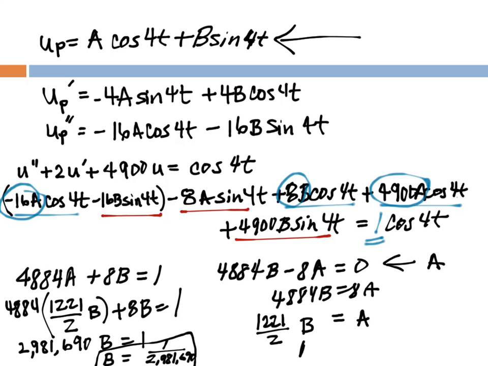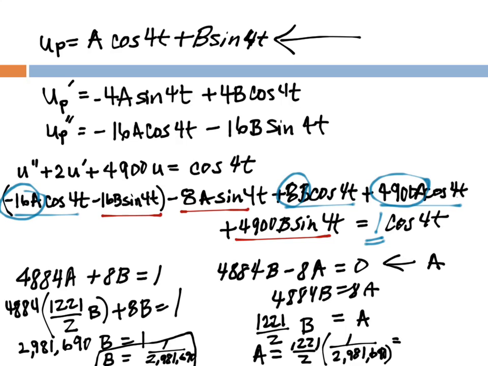How would we find A? Plug that in for B, or plug B in for it. So 1221 over 2 times 1 over 2,981,690. In fractional form, because you guys are math people, so you like fractions better than decimals, right? I'm a physics major. Physics people probably like fractions better than decimals too, I'm just guessing. No? You like decimals better? Oh, bummer. Pretend you're a math person for the moment and find me the fraction. Your calculator likes fractions just fine.